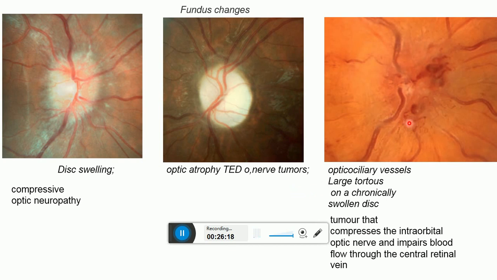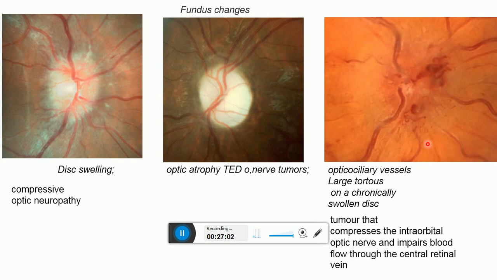Optociliary collaterals. Optociliary collaterals consist of enlarged pre-existing peripapillary capillaries. They divert blood from the central retinal venous circulation to the peripapillary choroidal circulation when there is obstruction of the normal drainage channels. On ophthalmoscopy, the vessels appear as large tortuous channels, most frequently sighted temporally, which disappear at the disc margin.